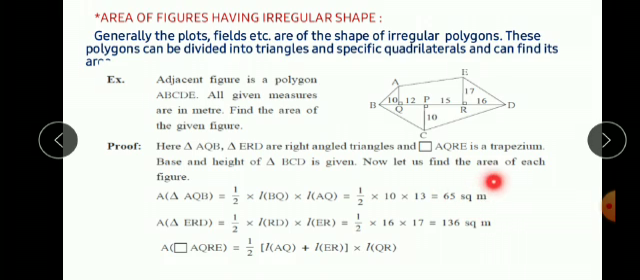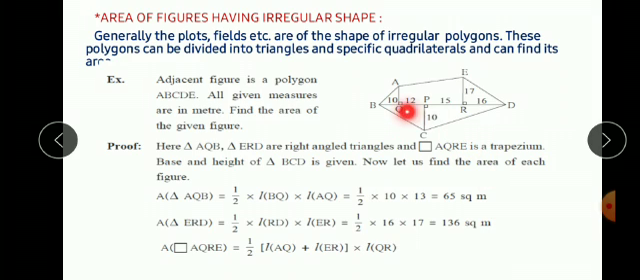Now the next triangle we will take is ERD. The area of triangle ERD is equal to half into base into height. RD is the base and ER is the height. So half into base 16 into height 17, that is 136 square meters. So we get both the areas.